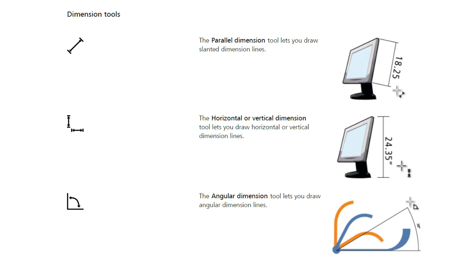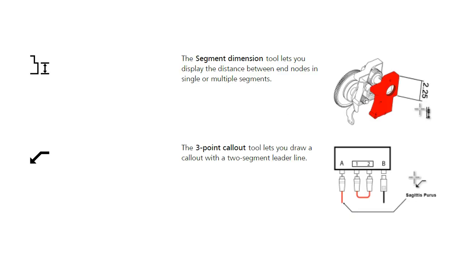Dimension tools. The parallel dimension tool lets you draw slanted dimension lines. The horizontal or vertical dimension tool lets you draw horizontal or vertical dimension lines. The angular dimension tool lets you draw angular dimension lines. The segment dimension tool lets you display the distance between nodes in single or multiple segments. The 3-point callout tool lets you draw a callout with a 2-segment leader line.